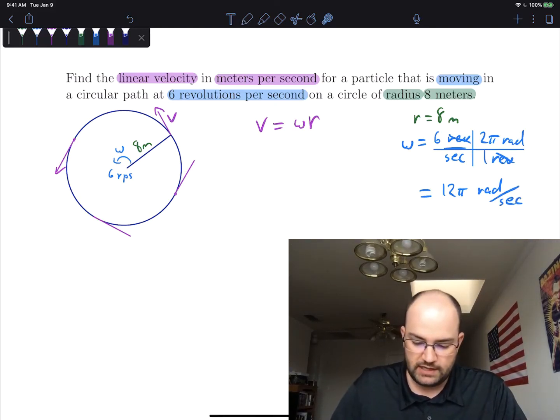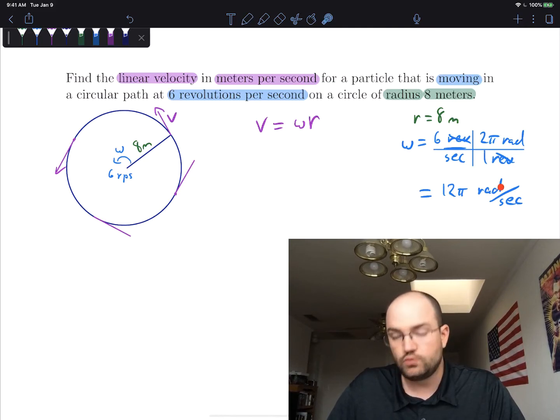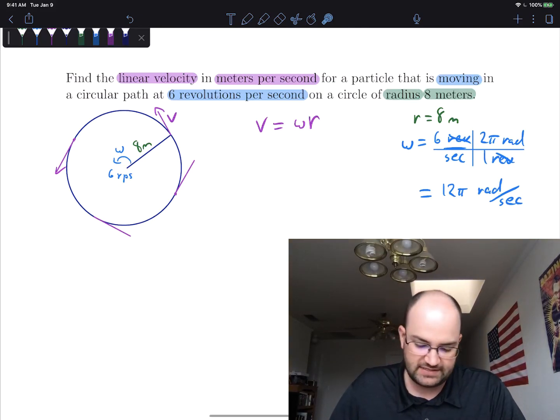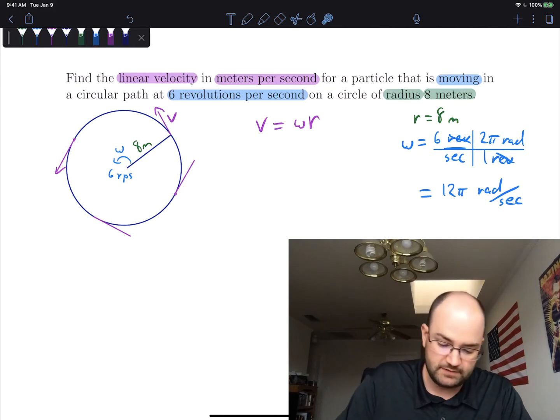Good. And notice if you multiply meters times radians per second gives you meters per second, because the radians just kind of go away. So meters per second. And that's exactly what we wanted for the velocity. Good deal. Now just plug stuff in.